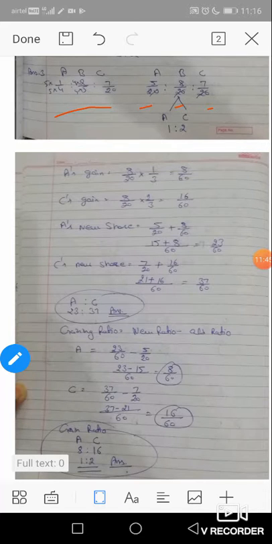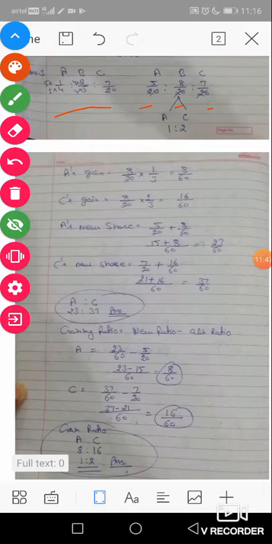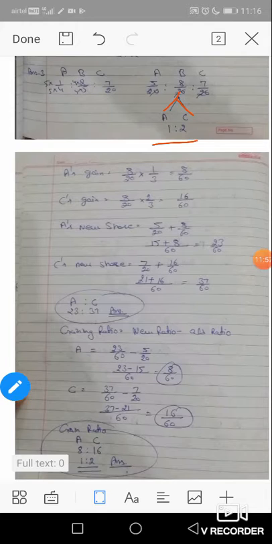Now, we know that B is retiring and B's share is acquired by A and C in the ratio 1:2. So we will divide B's share, 8/20, between A and C in the ratio 1:2. When we divide it between A and C, these are known as A's gain and C's gain, because A and C will take B's share.